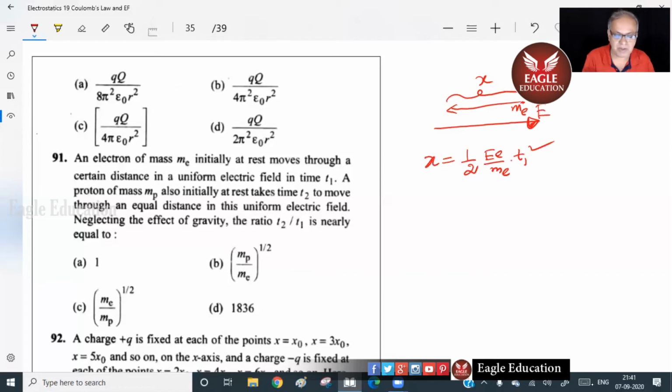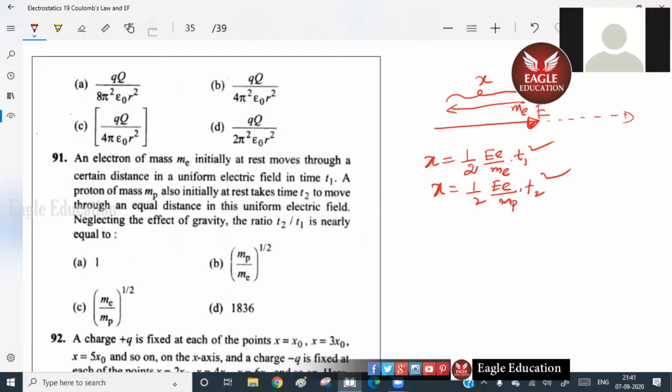Then a proton of mass m_p, also initially at rest, takes t2 to move through an equal distance in this uniform electric field. If I put a proton here, it will move the other way, along E. What should I write for that one? Same x, right? So x equals half times e, the charge of the proton, which is the same as the charge of the electron, times E over the mass of the proton, into t2 squared. Isn't it?